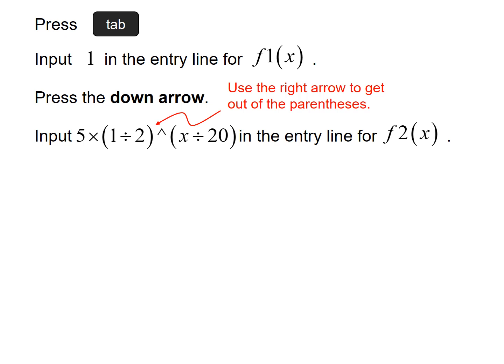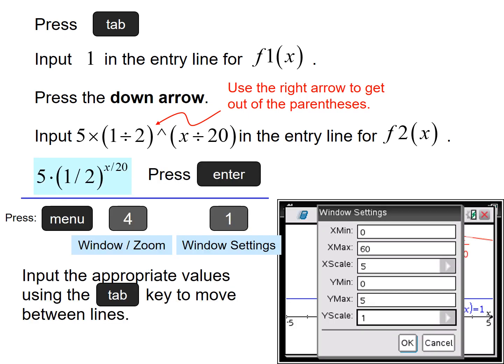Okay, type in 5 times 1 half to the power of x over 20. Now you can type this in using division, you can type it in using the actual fraction button. Press enter. We're going to change our window settings, x 0 to 60, y from 0 to 5.